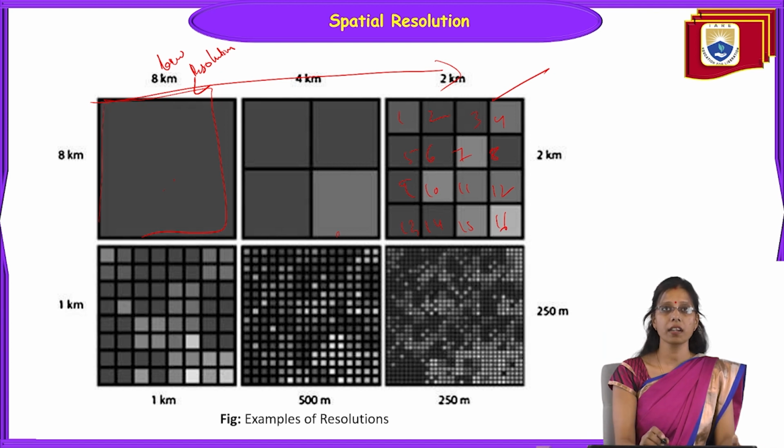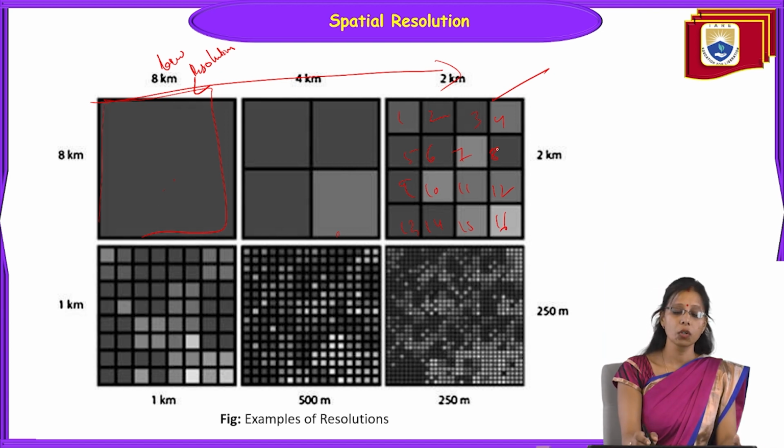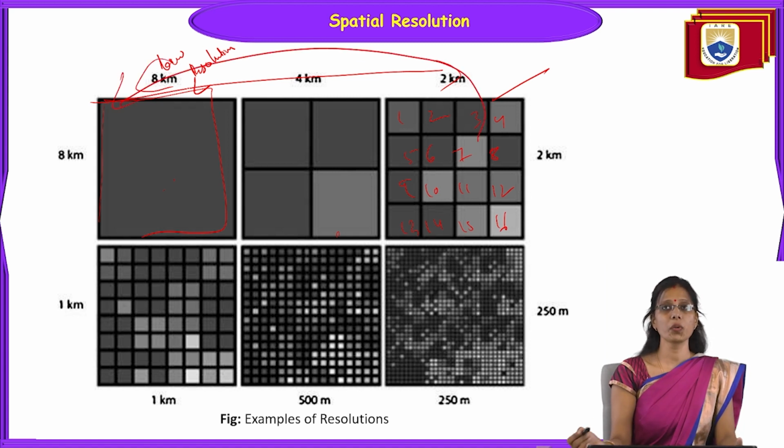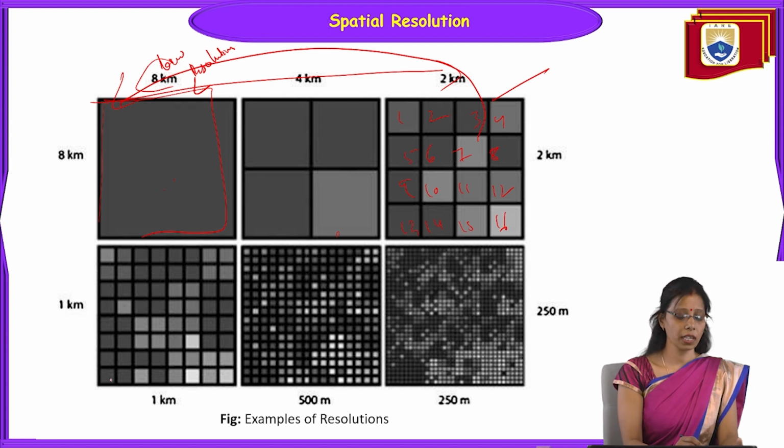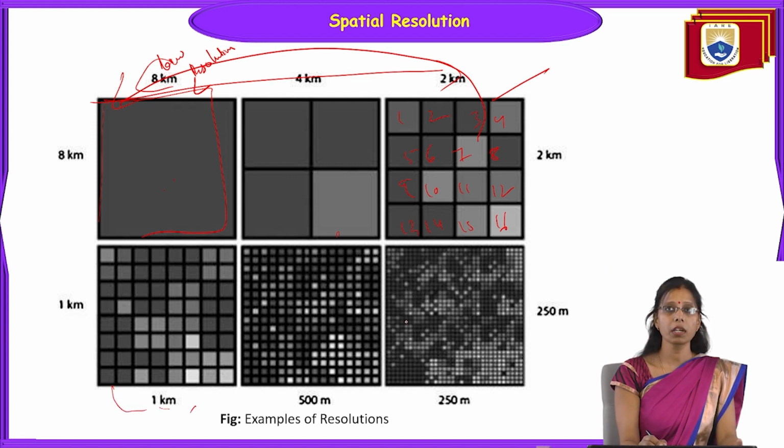So which one is the high resolution from here? Now 2 kilometer is the high resolution from 8, but not actually higher. Compared to 8, 2 is the higher. So here next we have 1 kilometer. 1 kilometer is having more number of pixels compared to 2 kilometers. Now 500 meters is having more number of pixels compared to 1 kilometer. Now 250 meters is having more number of pixels compared to 500 meters.